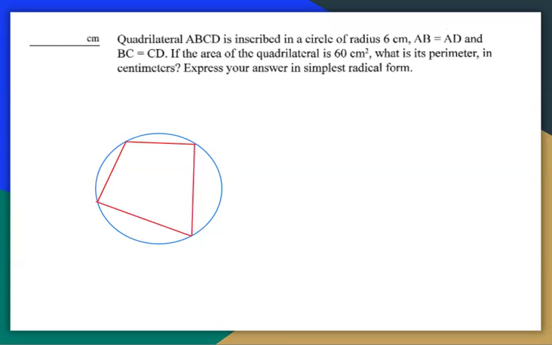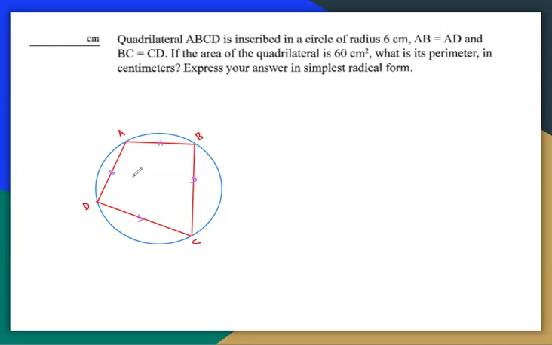So this is A, this is B, C, and D. We are told this side and this side are equal, and then this side and this side are equal. The area of this region ABCD is given as 60, and we want to find the perimeter, and we know the radius as well. So first things first, we need to relate the radius with the sides of the quadrilateral somehow, so we can use it.